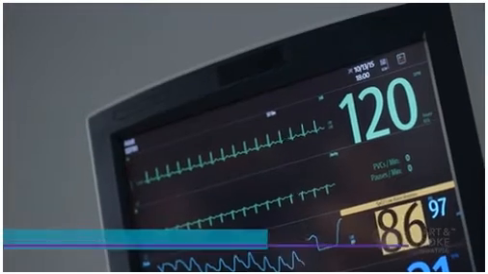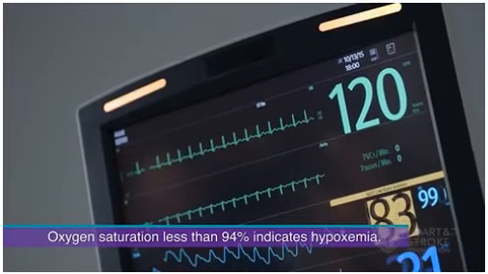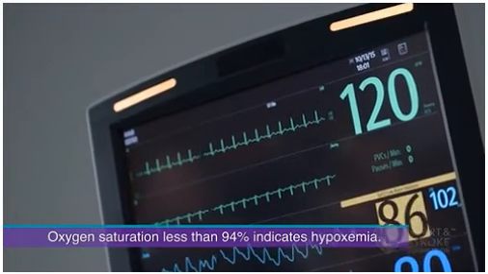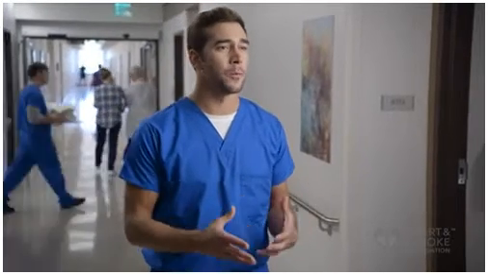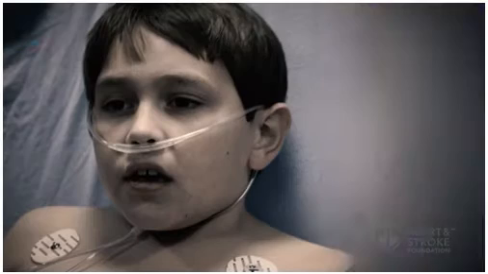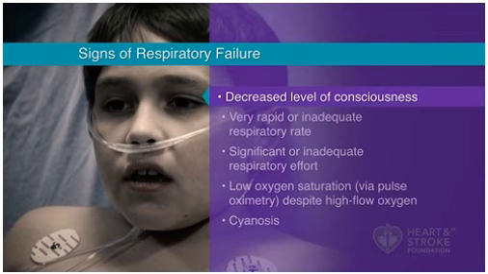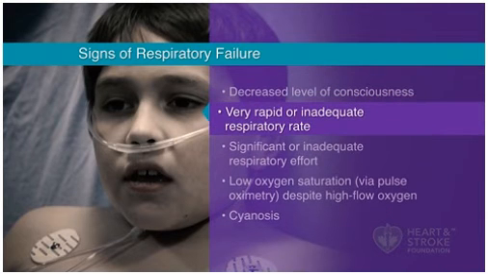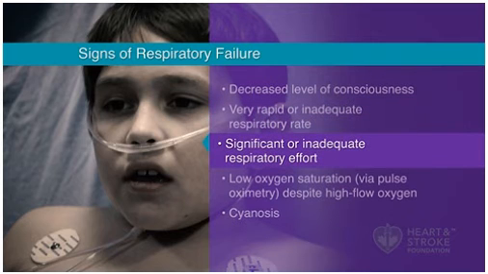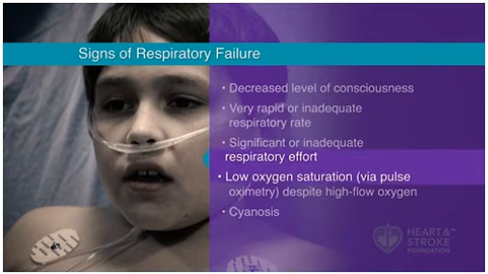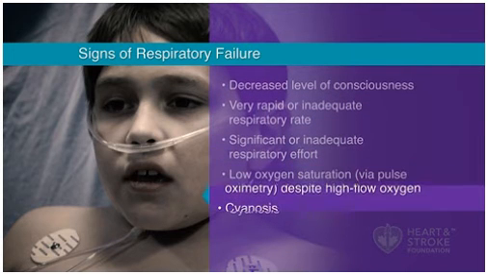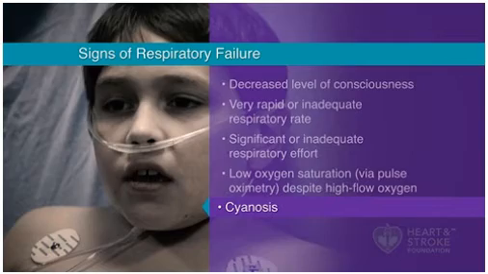If the oxygen saturation is less than 94% when the child is breathing room air, this indicates hypoxemia. If a child is in respiratory distress, identify whether it's mild or severe. The following signs indicate that the child is in severe distress and may progress to respiratory failure, so the child requires immediate care: decreased level of consciousness, very rapid or inadequate respiratory rate, significantly increased or inadequate respiratory effort, and low oxygen saturation or cyanosis, despite high concentration oxygen.